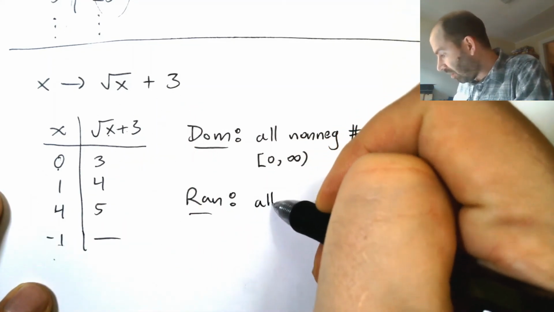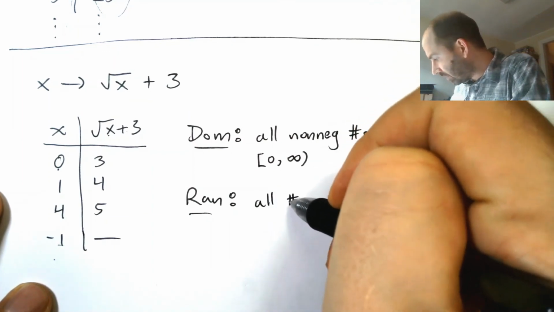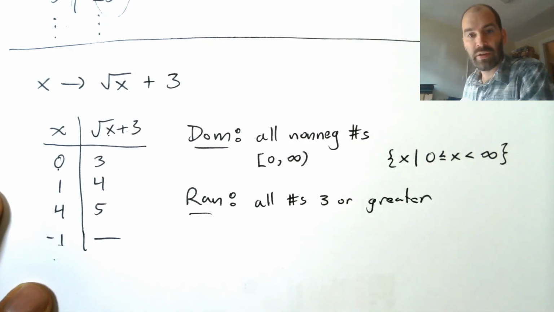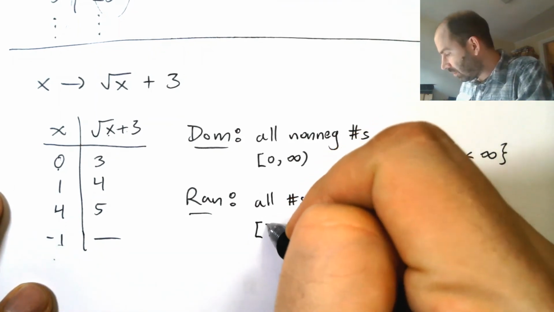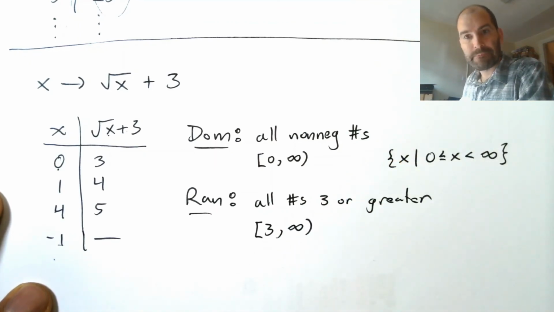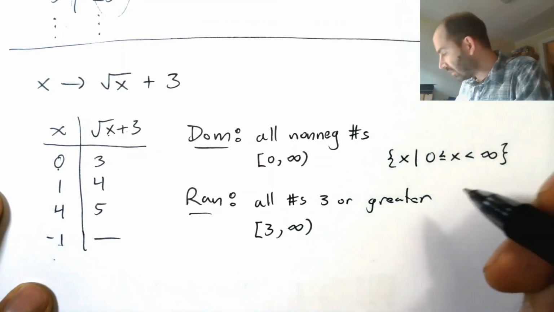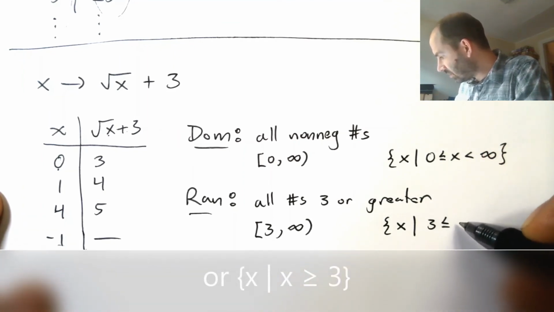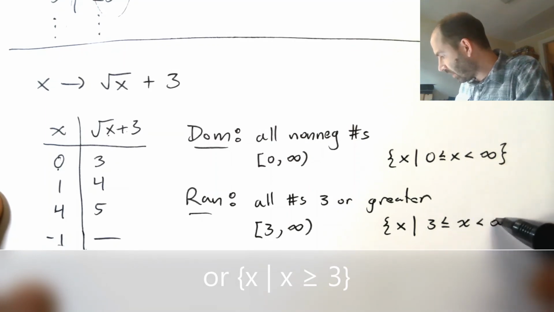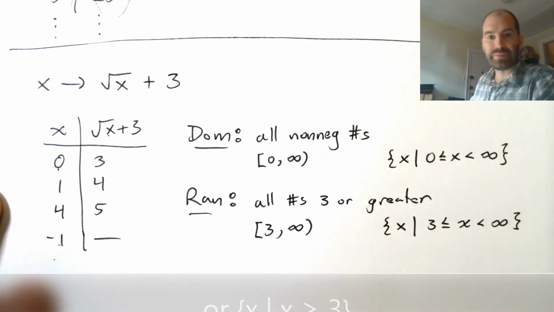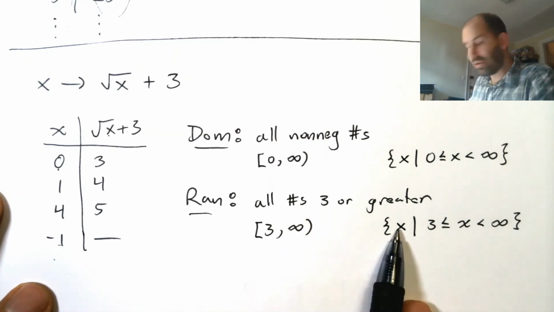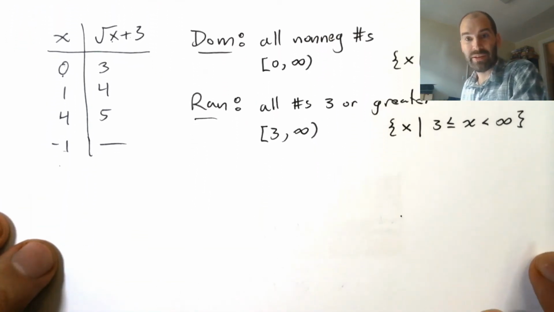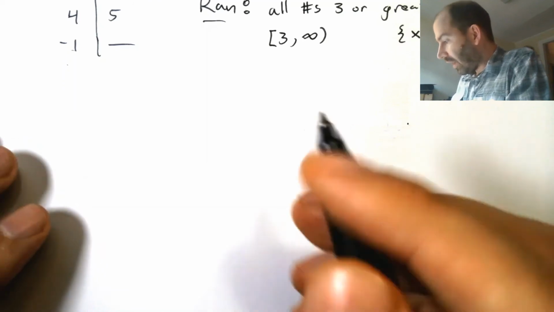So this is all numbers 3 or greater. How do I write that as an interval? Like that. How do I write it in set builder notation? All x such that x is between 3 and infinity, including 3. And again, you don't have to write down all 3 of these. You just have to be able to write down any one of them, right? And you should be prepared to put it in any format. Okay, let's look at another one.